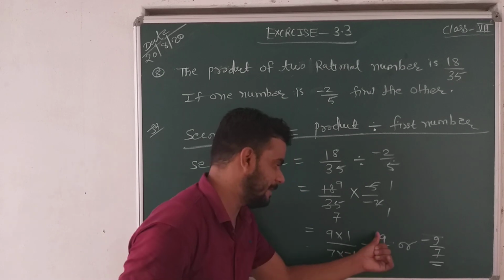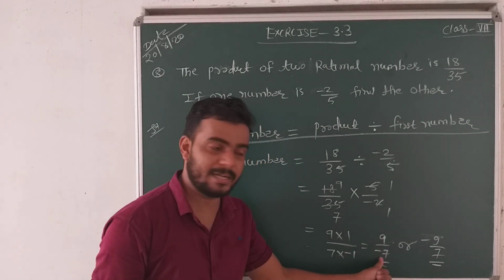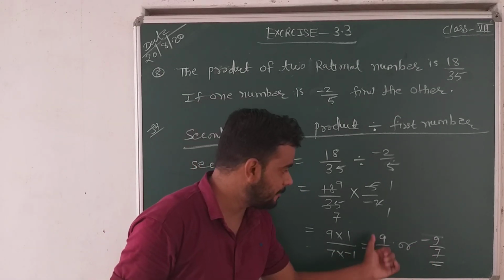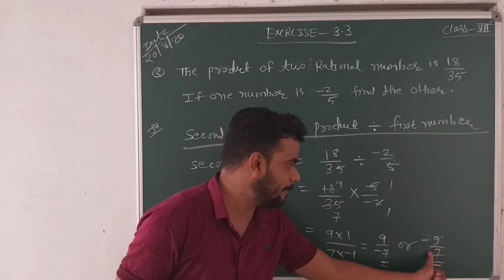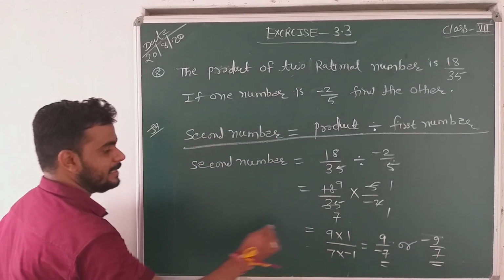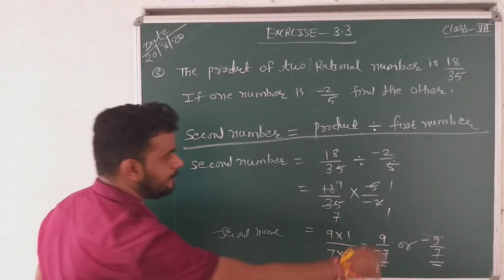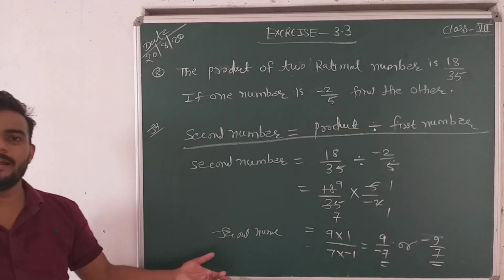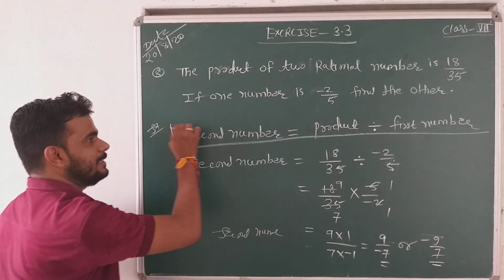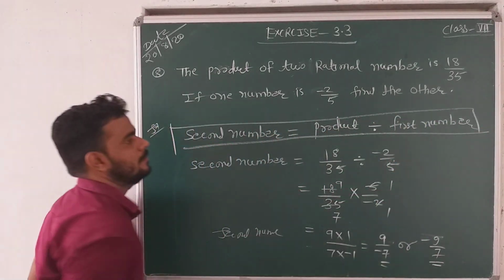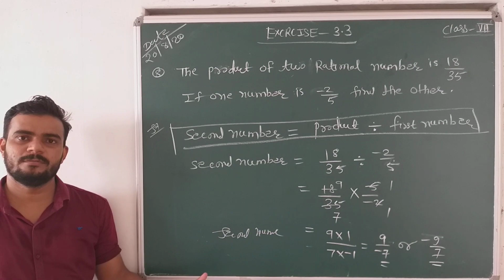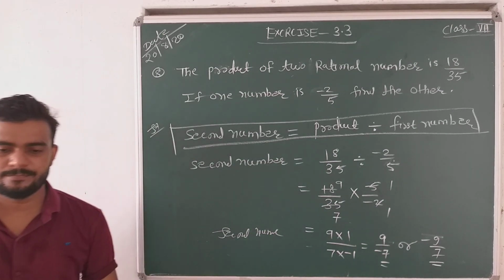Both answers are correct. If you want to write 9 by negative 7, then also correct, and if you want to write negative upside with the numerator, then negative 9 by 7 is also right. So your second number is negative 9 by 7. Okay, any doubt? So directly use this formula and find out the result. Any doubt? Okay, take the screenshot.